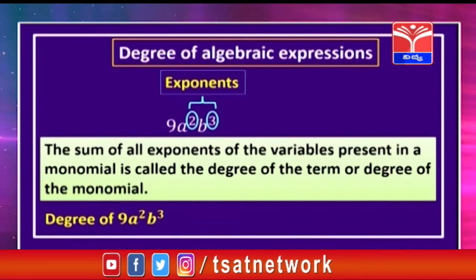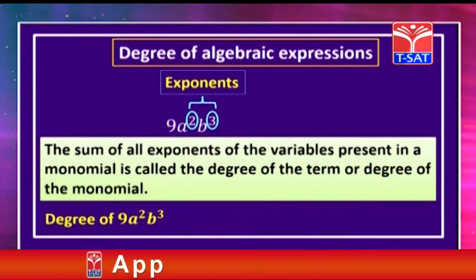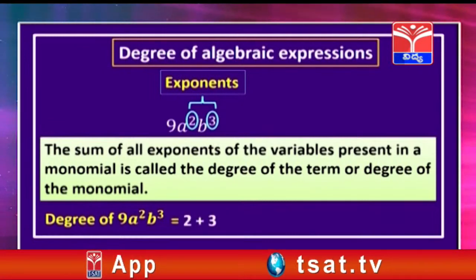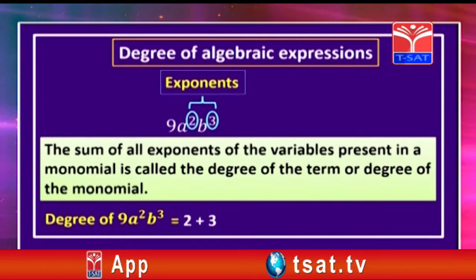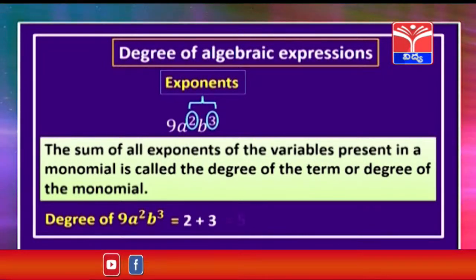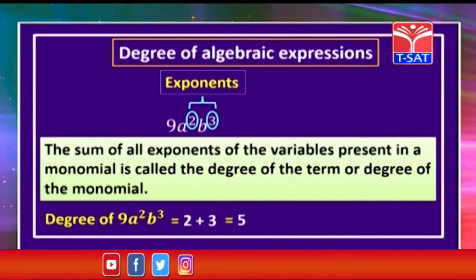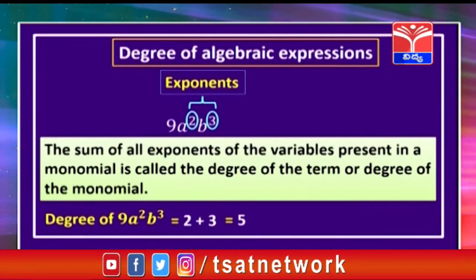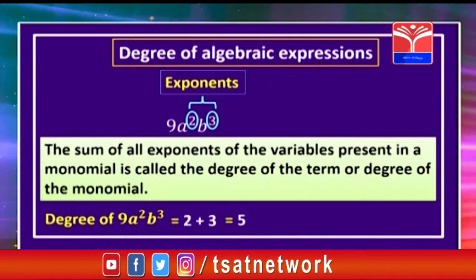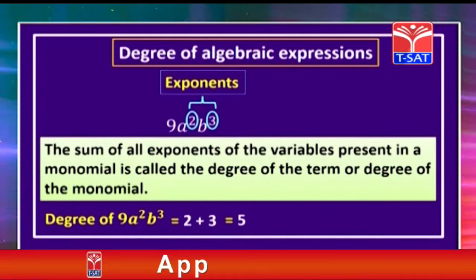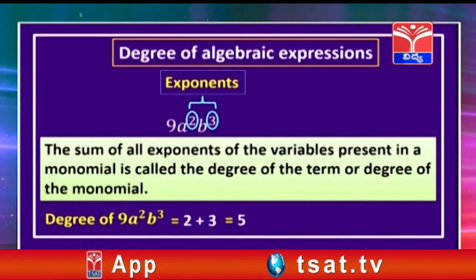So the degree of 9a square b cube will be how much, children? Yes, here the exponents of the variables are 2 and 3. So we add those exponents, that is 2 plus 3 gives us 5. Hence I can say that the degree of 9a square b cube is 5. So this is how we find the degree of a monomial, children.